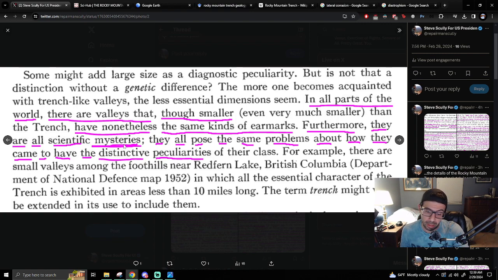Mind you, this is 1964, so some of the statements like this may not have been the same if they were living today and had the same perspective. I don't know the depth of research that has gone into this topic and how people feel about things, but I can say with certainty that they present some evidence that it is what it is. It doesn't matter when they looked at it. Okay. They all pose the same problems about how they came to have the distinctive peculiarities of their class. And then they list some, which maybe I should look into.